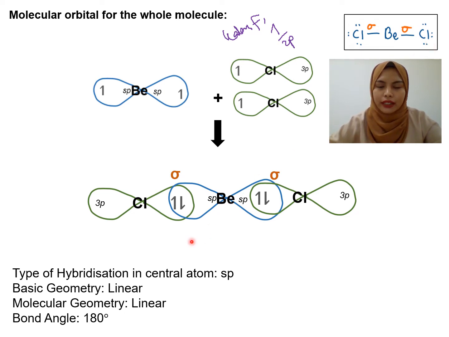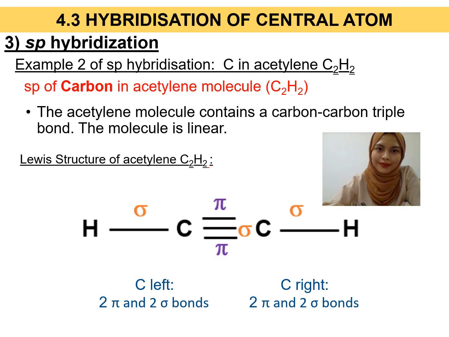Next, explain. Lepas you dah lukis ni, you kena explain the type of hybridization for the central atom Be ni adalah sp. So the basic geometry dia adalah linear, and the molecular geometry dia pun linear as well with the bond angle of 180 degree.